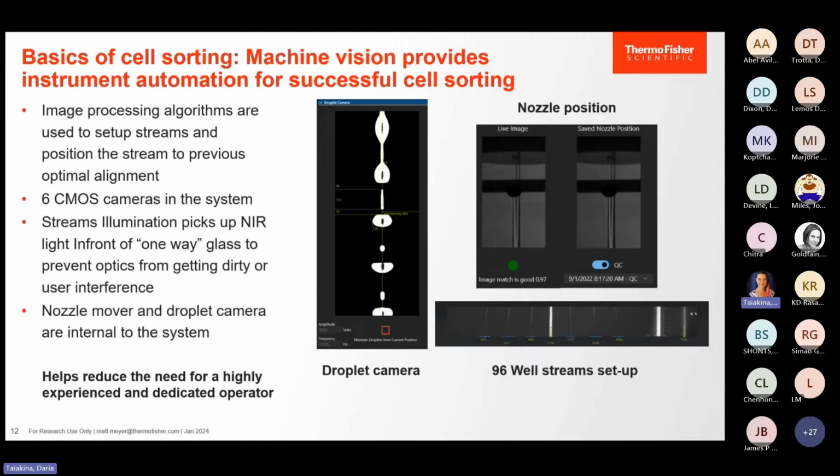Setting up the side streams. So when you're looking at, say, a 96-well plate stream setup, it's going to go through and pick the best charge phase. It's going to pick the best deflection fanning. And that ultimately is going to give you the best side streams.